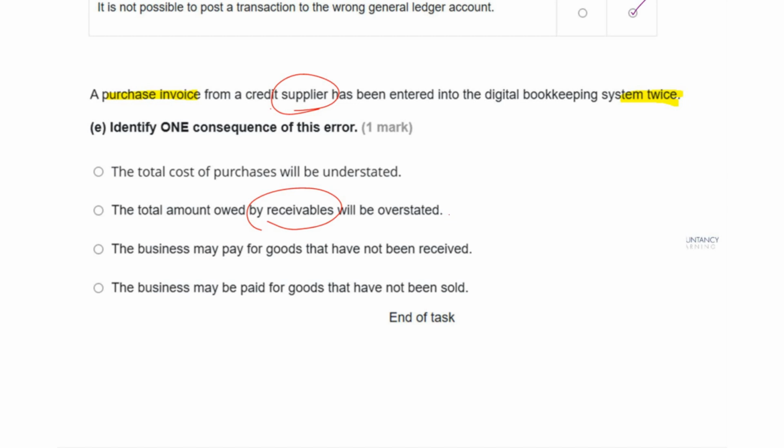The business may pay for goods that have not been received. So if the invoice is on the system twice, it means that that invoice may be paid twice, but they've only received one lot of goods. So that would be correct. And although we've got our answer, we'll just look at the last one. The business may be paid for goods that have not been sold. So again, if they're being paid for the goods, it means it's receivables, which wouldn't apply to this question. And that completes task 1.